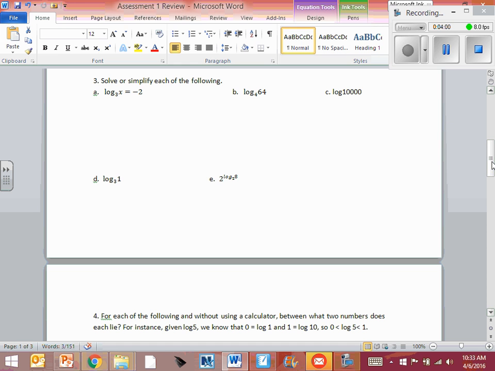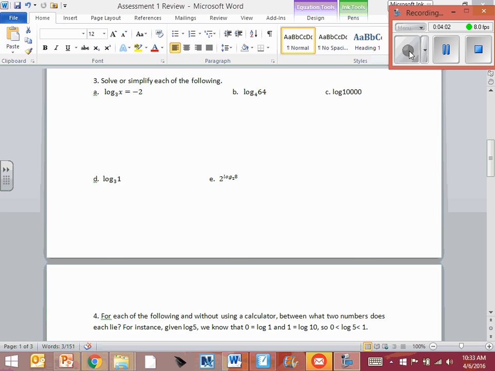All right, where we go? I need to say something to you about negative exponents. I need to say something to you about exponents that have a 0, okay?